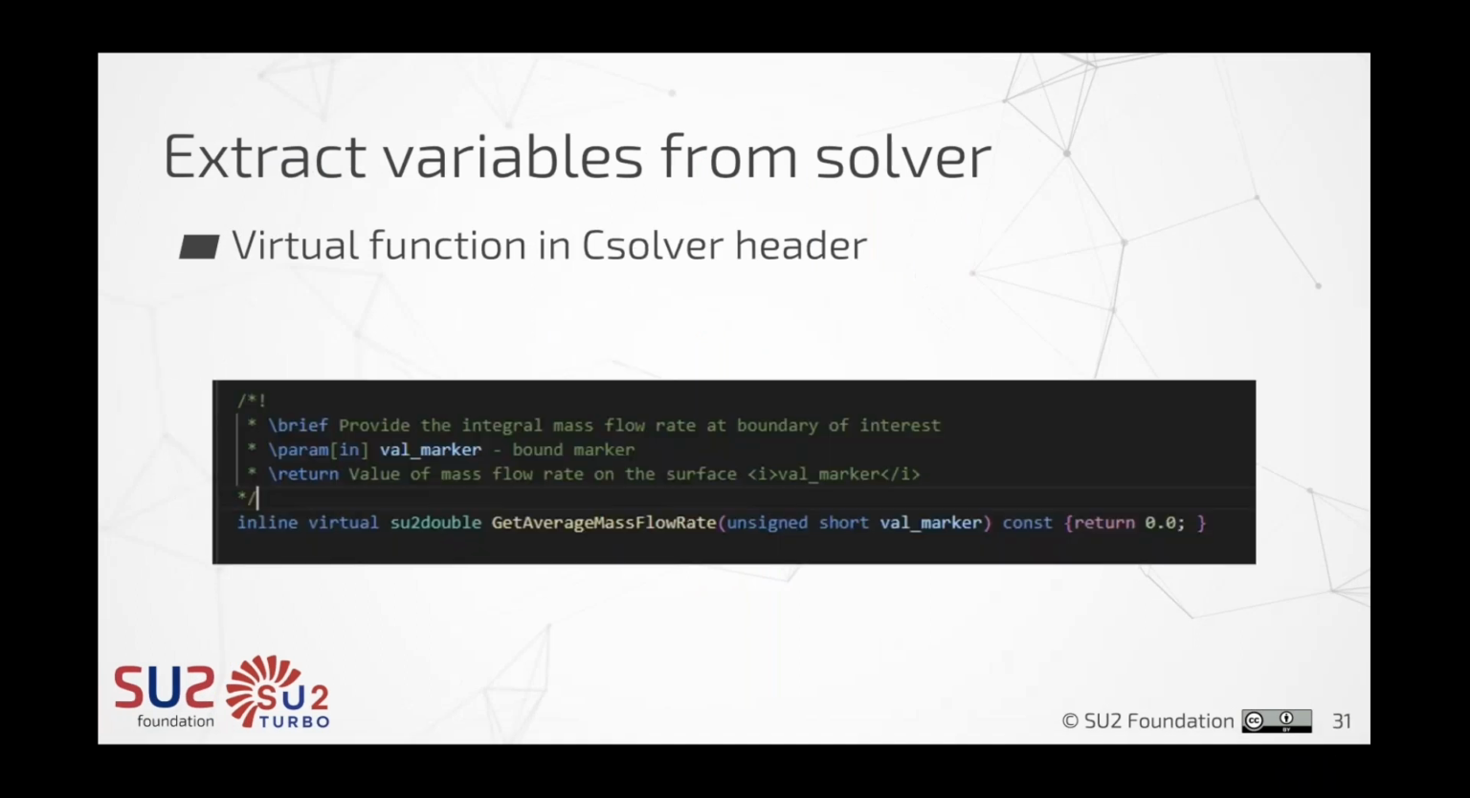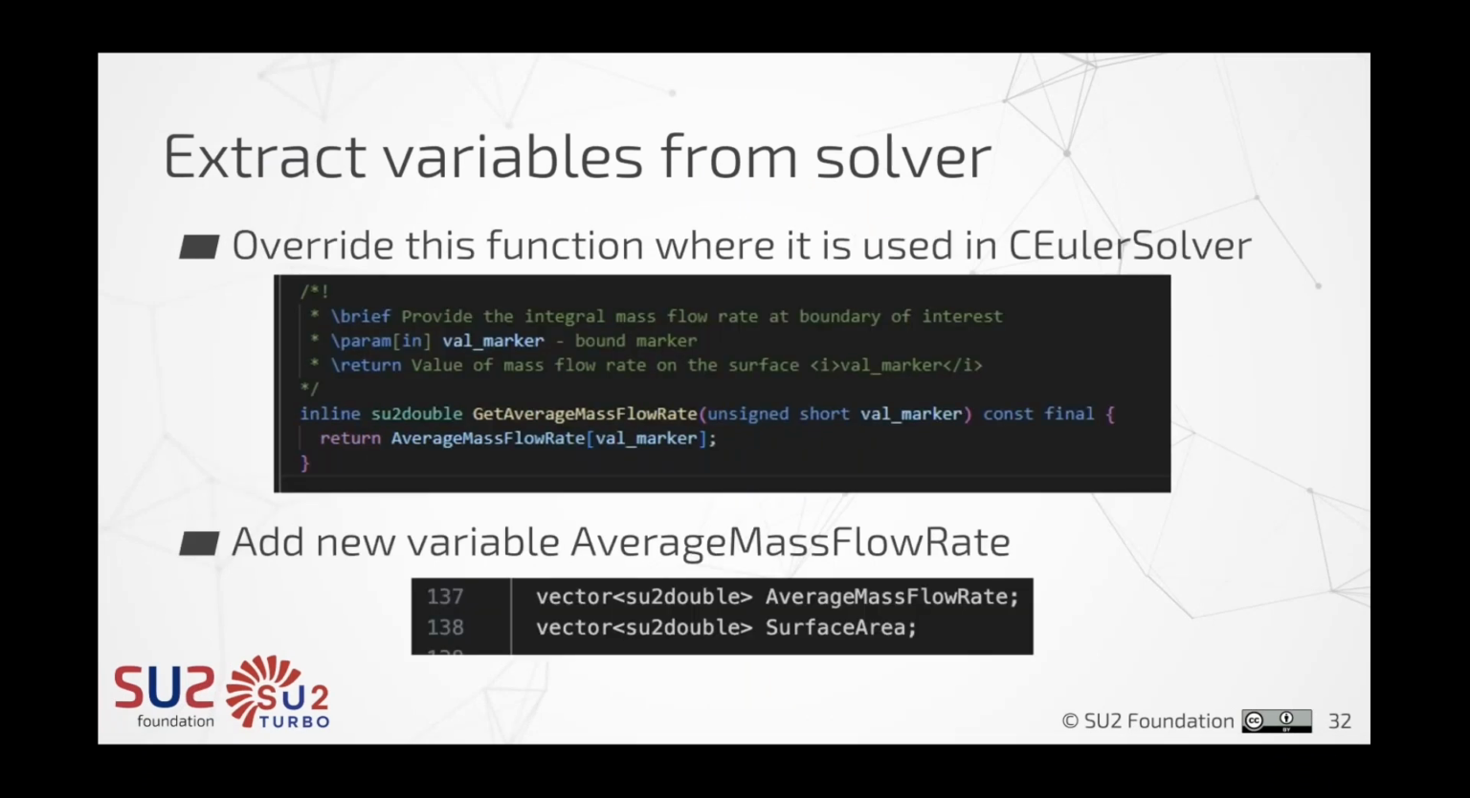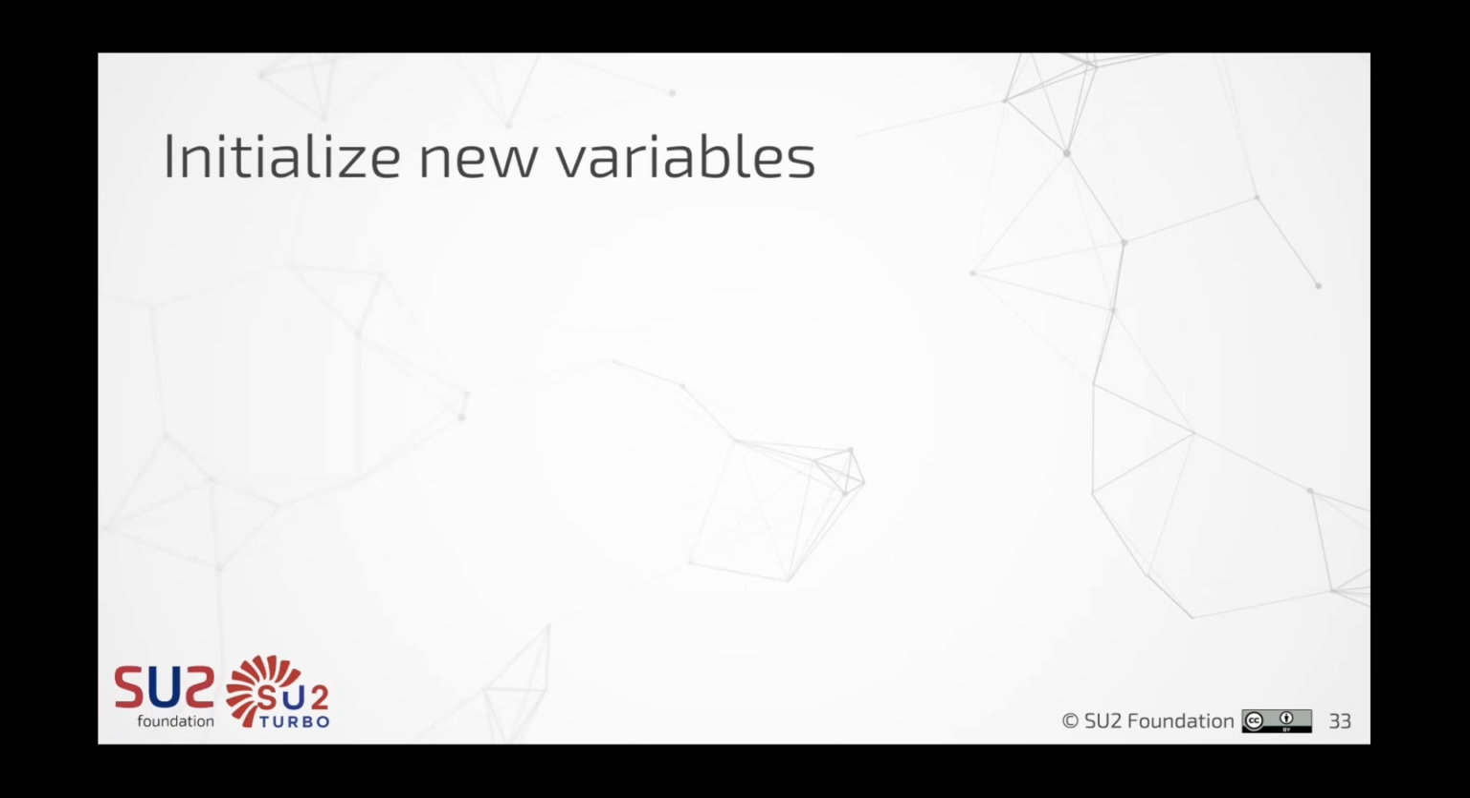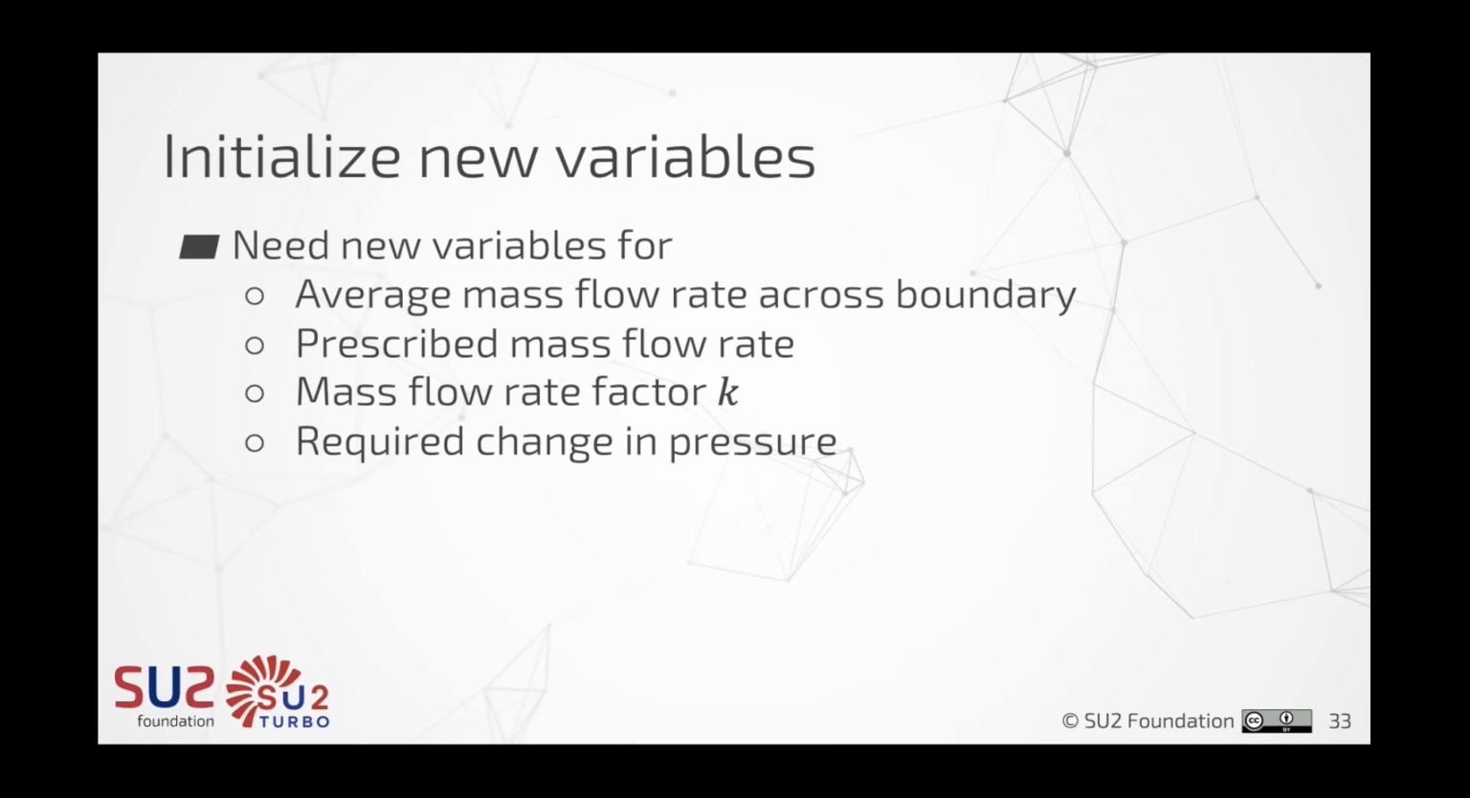So this is what we've done. We've added our mass flow rate functions into the virtual function in C solver, and then overridden that where we then go on to use it in C Euler solver and added the required new variables for that class. So the next part is we now need to initialize our new variables. This has a few parts. We need new variables for the average mass flow rate across the boundary, the prescribed mass flow rate given in the config file, our mass flow rate factor K, and then our required change in pressure.